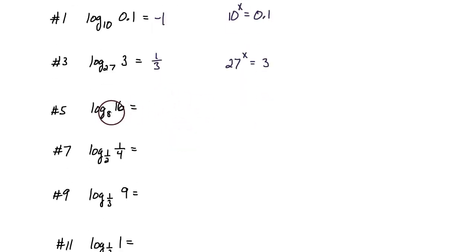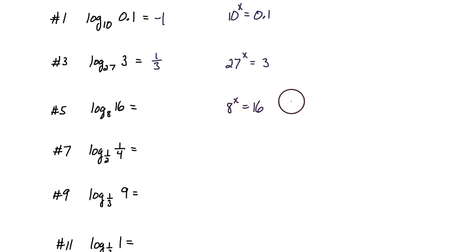Number 5, 8 to what power makes 16? If it helps, we could write that over here. 8 to some power, let's just call it x, is equal to 16. It's not the first power because 8 to the first power is 8, and it's not the second power because 8 squared is 64. It's got to be something in between a 1 and a 2.